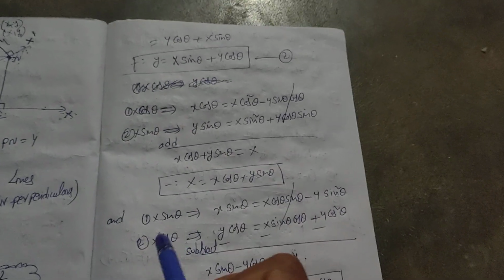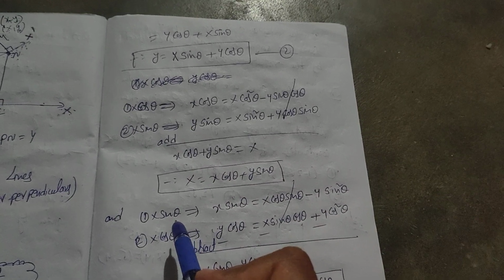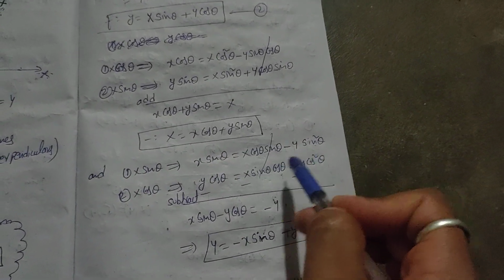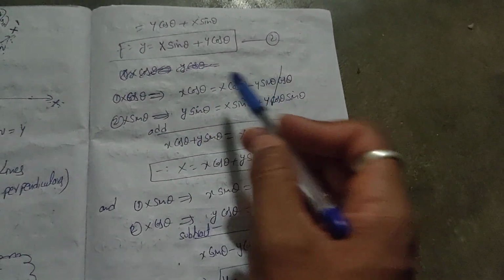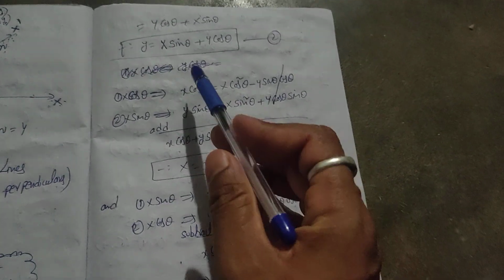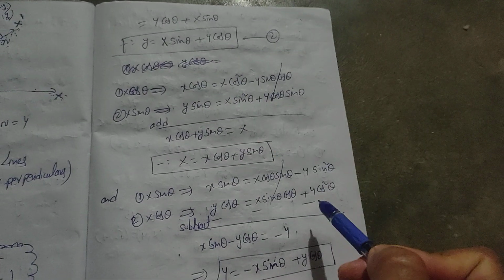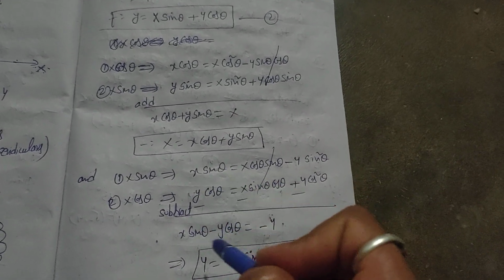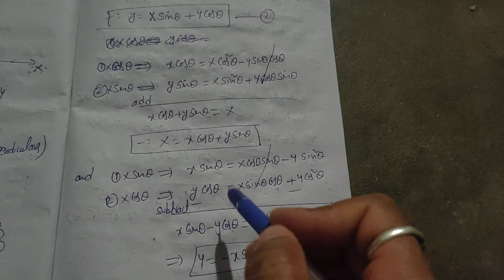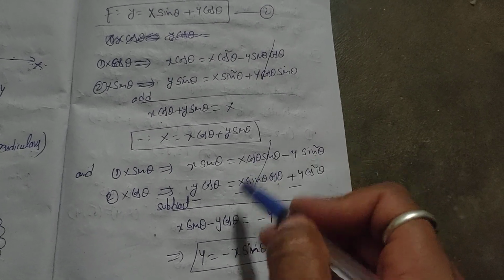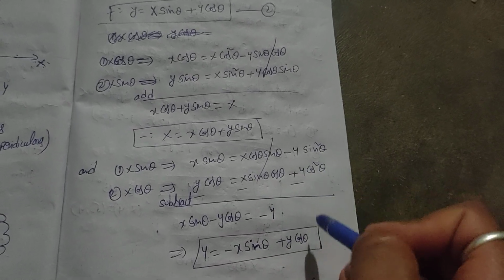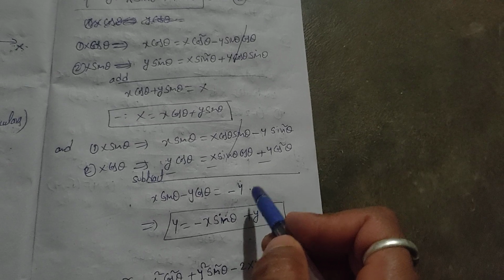Similarly, if you multiply 1 with sin theta, then you have X sin theta is equal to x cos theta sin theta minus y sin square theta. And multiply 2 with cos theta, then you have Y cos theta is equal to x sin theta cos theta plus y cos square theta. Now subtract. So X sin theta minus Y cos theta is equal to, here this is plus, this is minus, cancel, and both are negative terms. If you take minus y common, then we have sin square theta plus cos square theta, that is equal to 1.